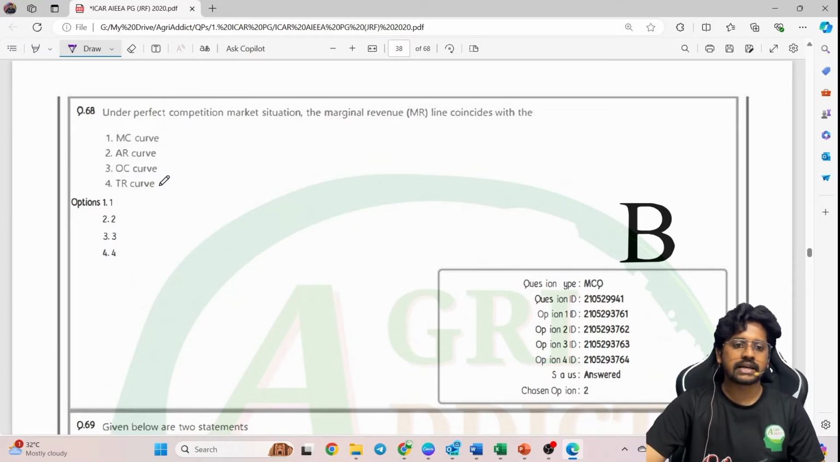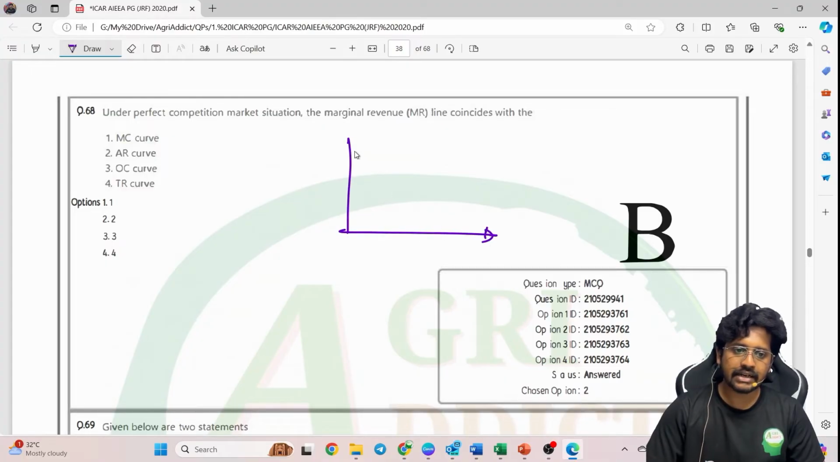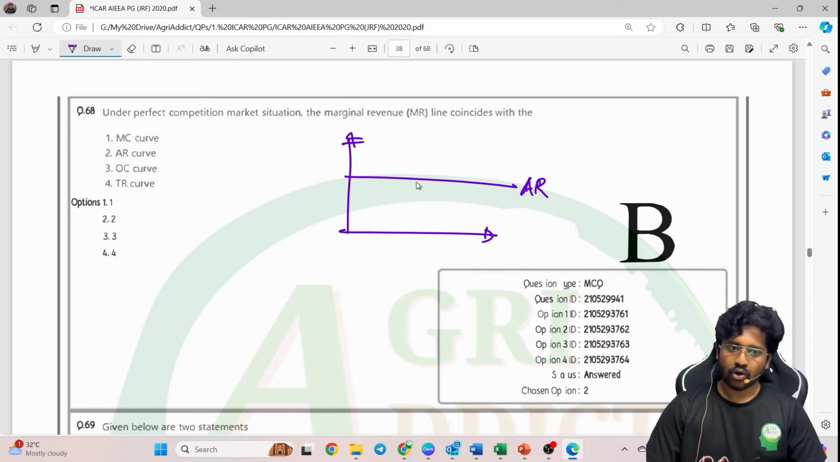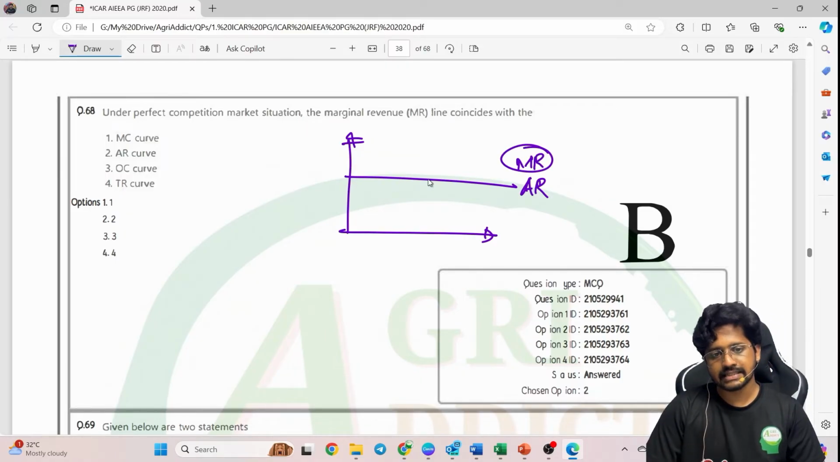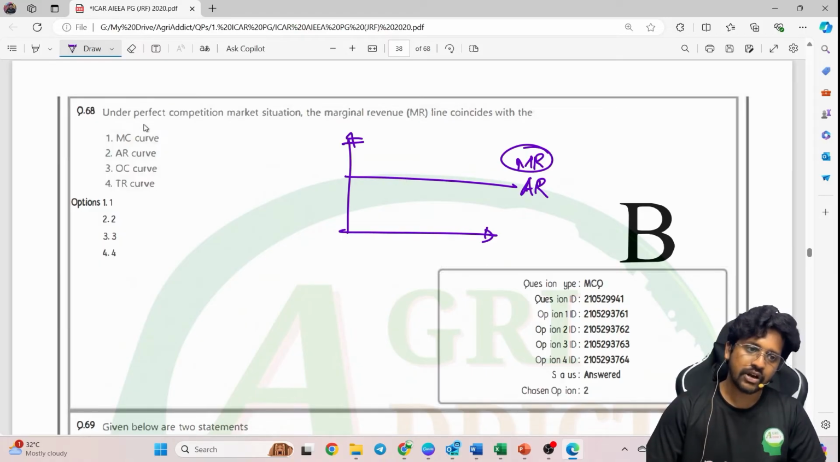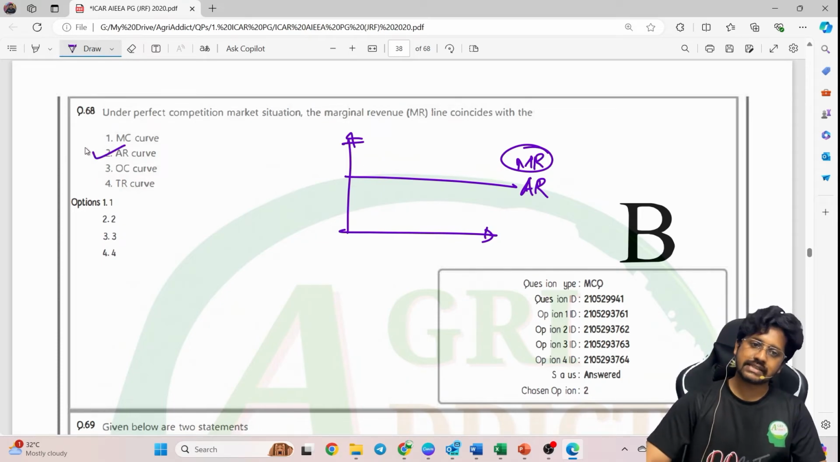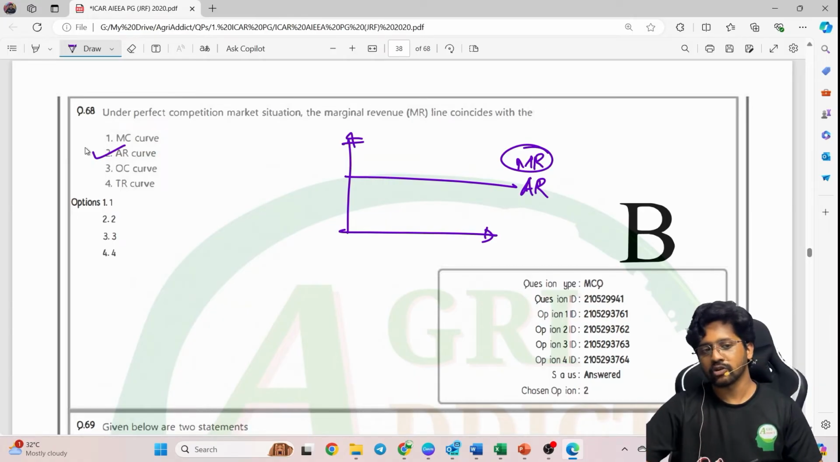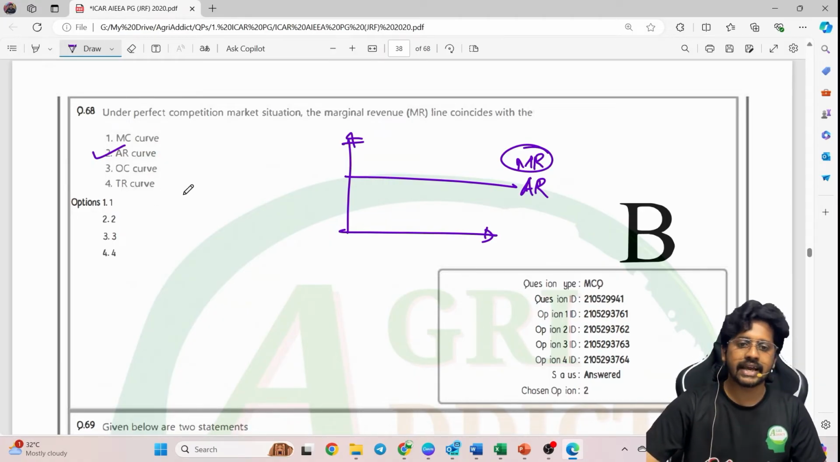Under perfect competition of market situation, question number 68, the marginal revenue line coincides with. In the case of perfect competition, the demand curve can be considered as the AR curve, right? And at the same time, we can say that the MR curve will also coincide with the AR curve, so that AR and MR curves will be coinciding in a perfectly elastic straight line demand curve. So therefore, under the perfect competition market situation, the marginal revenue line coincides with the average revenue curve. This is actually a straight question from the market structure of perfect competition, and the answer will be the second option, AR curve.